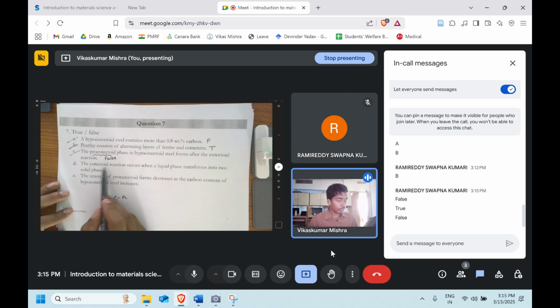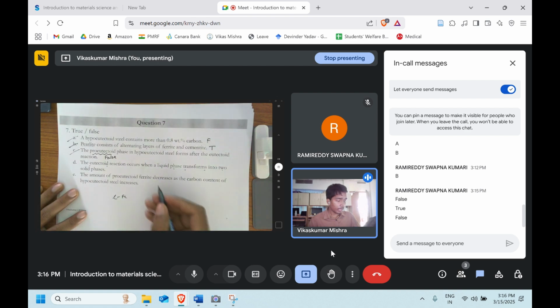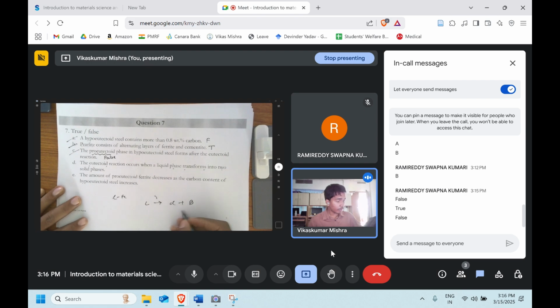D. The eutectoid reaction occurs when the liquid phase transforms into two solid phases. False, right? They are telling that a liquid is there, transforming to two solid phases, alpha and beta. And this is a eutectoid reaction? We know that it is not the case. This is a eutectic reaction, not the eutectoid. So it is false.